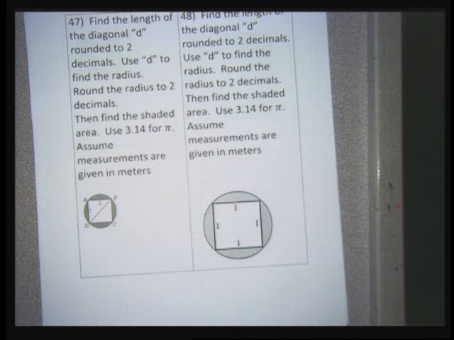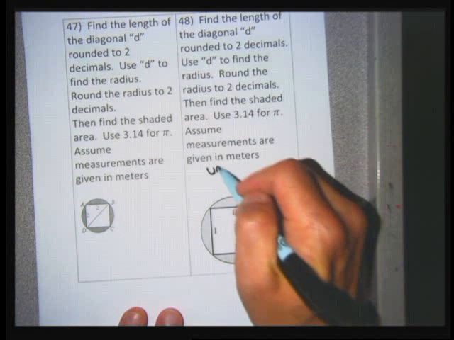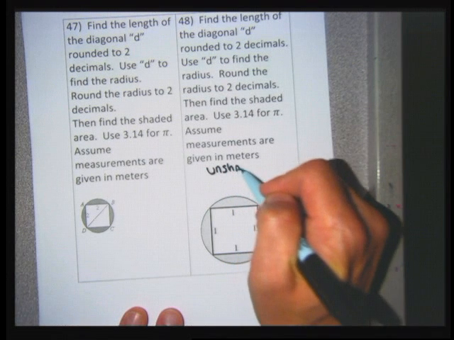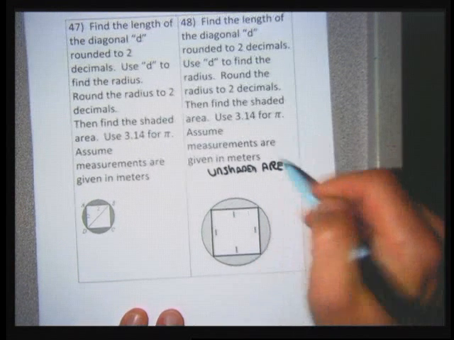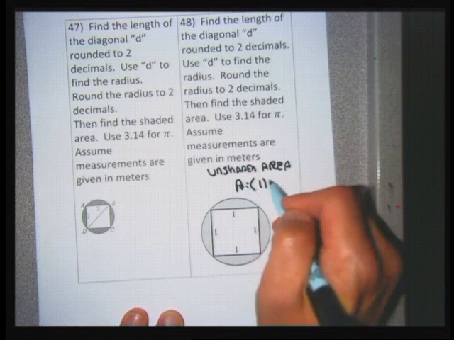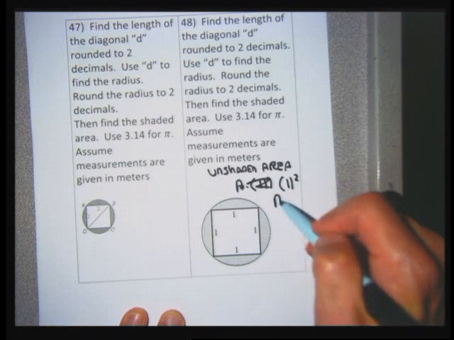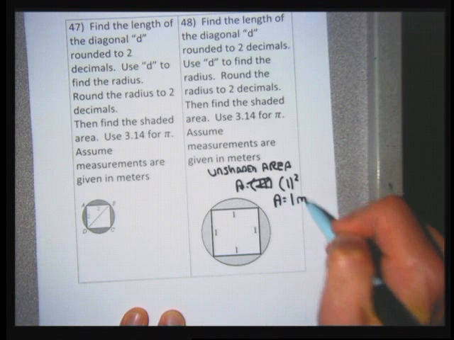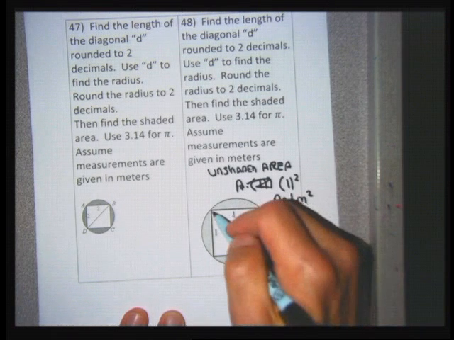In both of our problems, 47 and 48, we have to find the diagonal, which is going to help us get the fully shaded area. But for the unshaded part, in both of ours, they're squares. So the unshaded area in problem 48, as well as 47, using area is side squared, and 1 squared is going to be 1 square unit, and it's actually going to wind up being 1 square meter for the unshaded area.